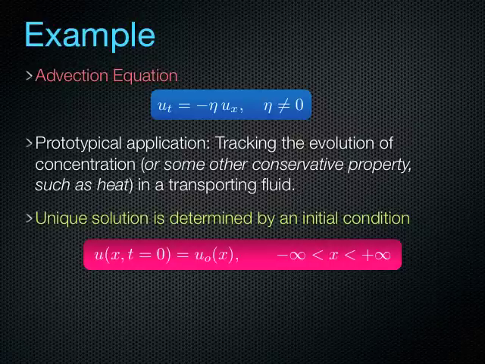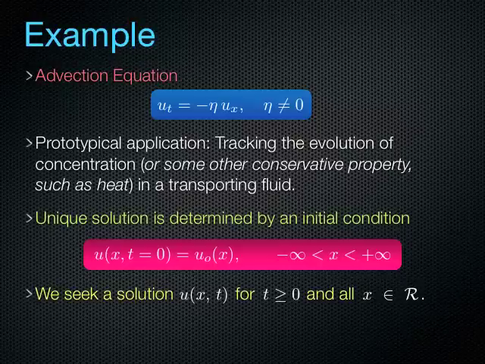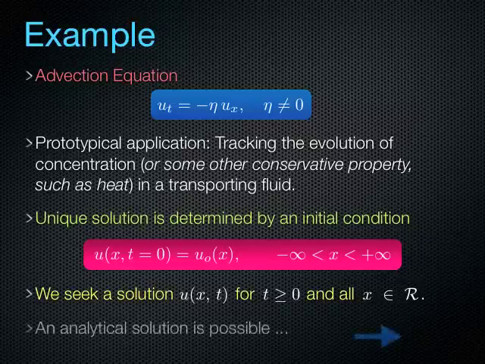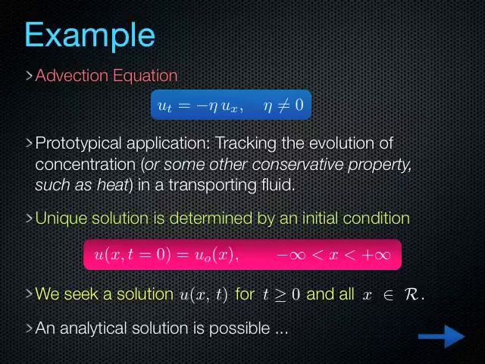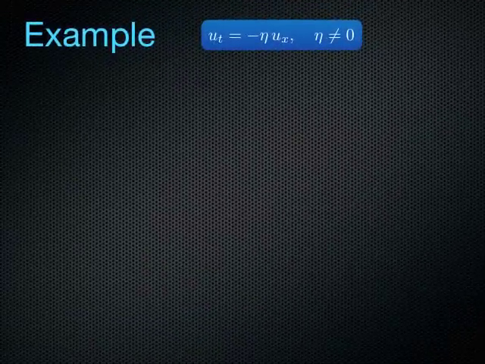And in our case, in this particular example, the problem involves an open domain. So x ranges, say, from -infinity to +infinity. And with these two pieces of information, we are seeking a solution, u of x and t, for all times, including and beyond the initial time, at all x's that make up our domain. So what is the value of u that satisfies both those equations? An analytical solution is possible for this simple problem, and we will seek that.